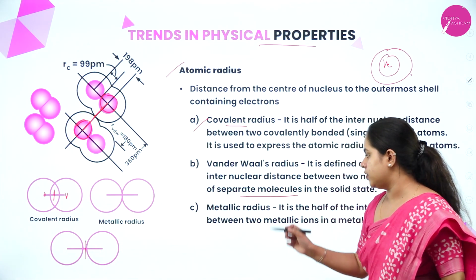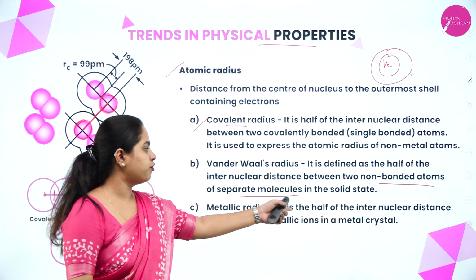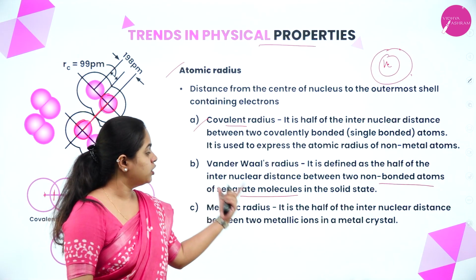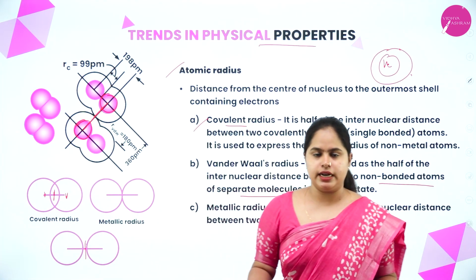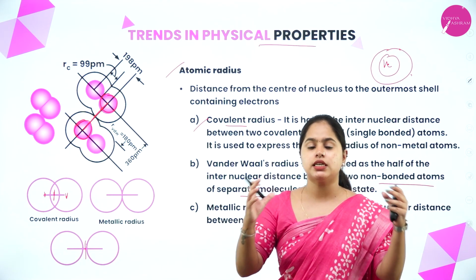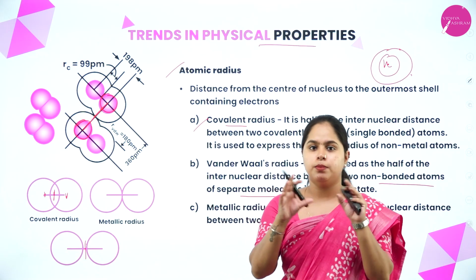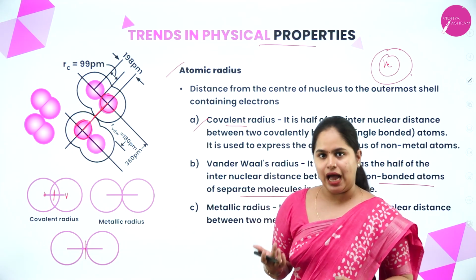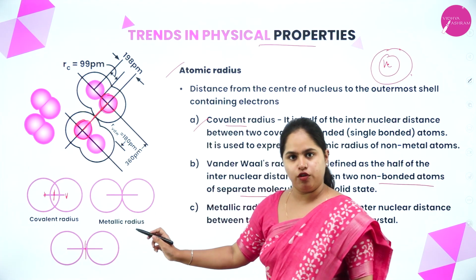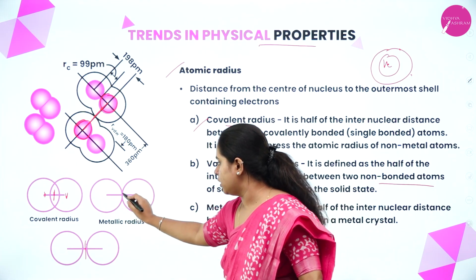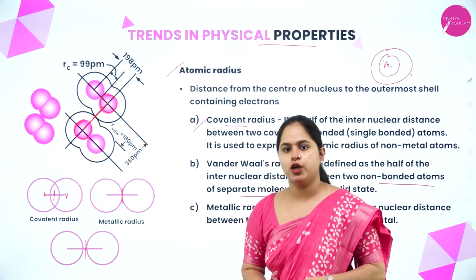Now moving on to the third one, that is metallic radius. So what is metallic radius? It is half of the internuclear distance between two metallic ions in a metallic crystal. So from the name itself, it is half of the internuclear distance between two metallic atoms, right? Yes, so for metallic radius, two atoms of metal, half of the distance will give you the metallic radius. So I hope it is clear.